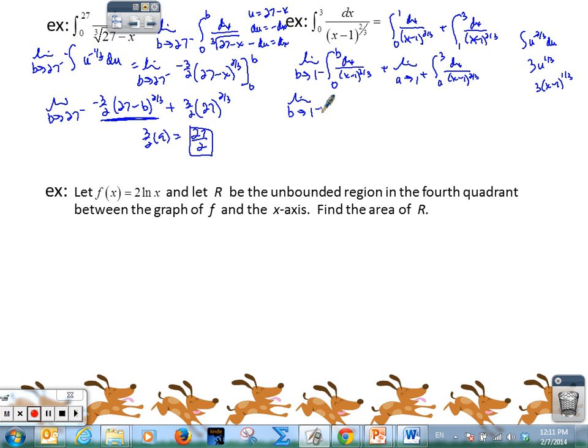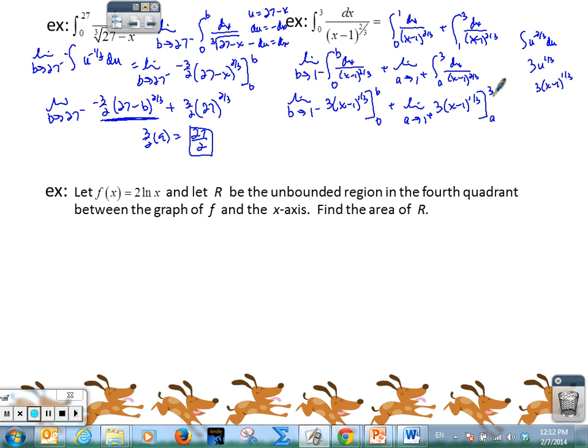So we did the integral. It was 3 times x minus 1 to the 1/3. We're going to evaluate this one from 0 to b. Then we have the limit as a approaches 1 from the right. And again, we have our 3 times x minus 1 to the 1/3 evaluated from a to 3. Okay, everybody okay?